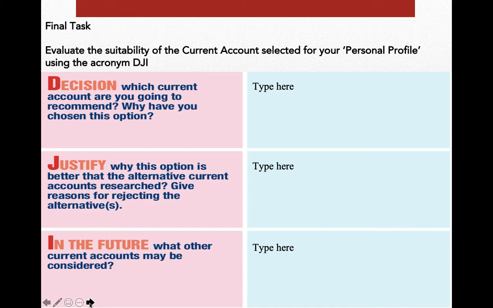And then in the future, what other current accounts may be considered? So is the profile going to change, do you think? Is it going to stay the same? Will they need to change current accounts as they go on? Okay, so we'll just spend some time looking at that shortly.